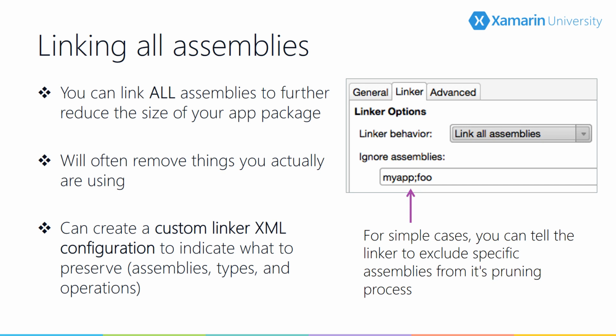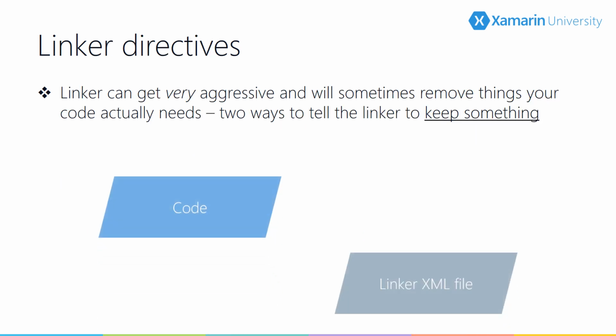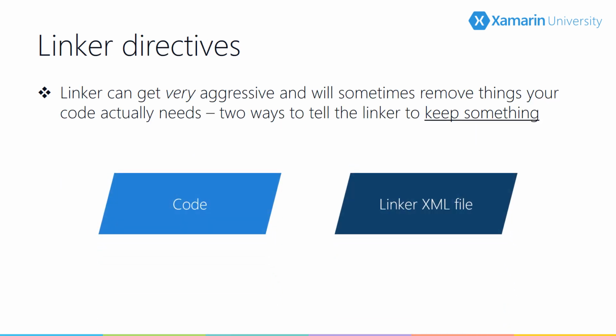First, we can tell the linker to ignore a specific assembly or a set of assemblies by listing them in a comma-separated form on the linker options tab. And this will let you link the majority of your app, but ignore some critical assembly or one that doesn't link safely. Now, if you want to get a little bit more fine-grained, you can provide hints to the linker through two mechanisms: attributes applied in your code and a linker directive file, which is written in XML and provided to the linker during the compile process. Well, let's look at both of these.